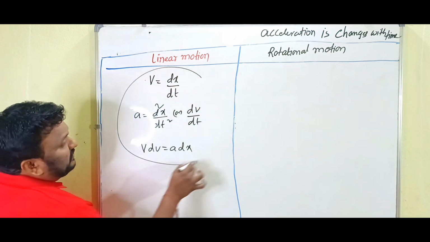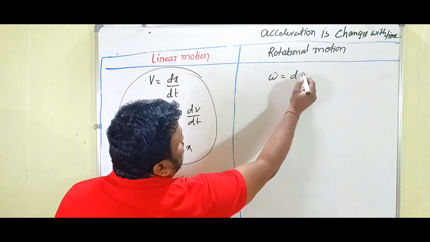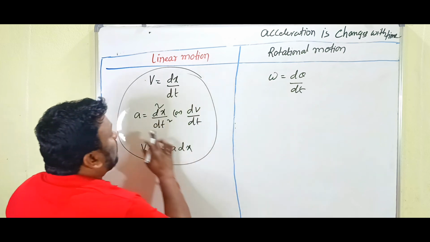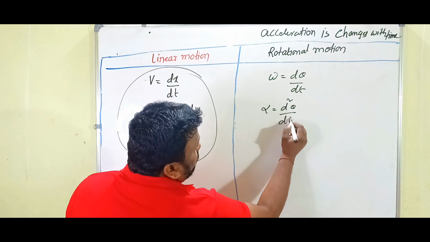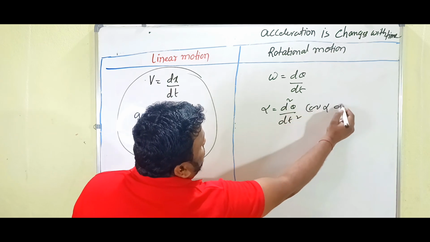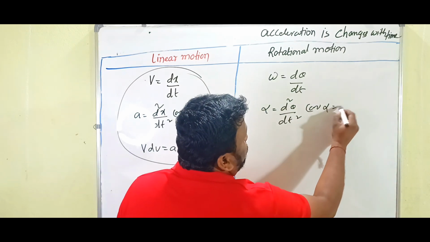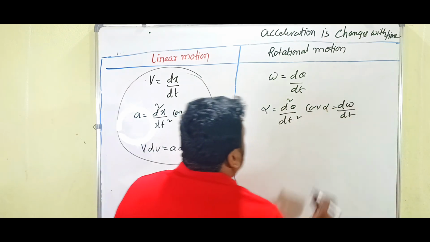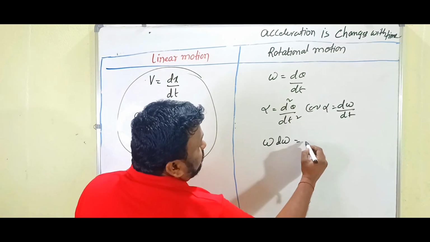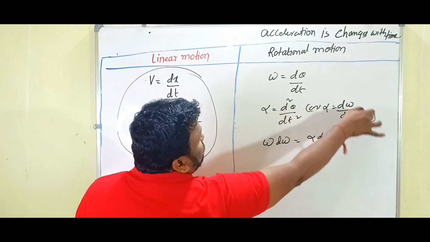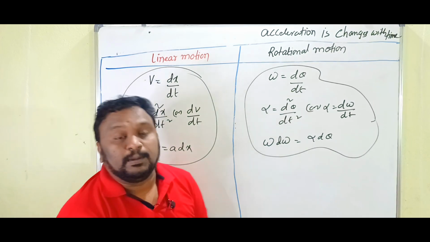Now these can be written in rotational motion like this. One is omega is equal to d theta by dt, and alpha is equal to d square theta by dt square, or alpha is equal to d omega by dt. And this one is omega d omega is equal to alpha d theta. So we can use these when the acceleration changes with time.